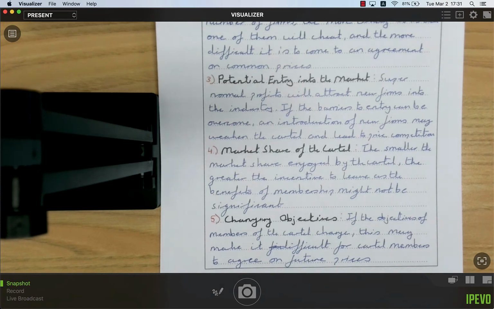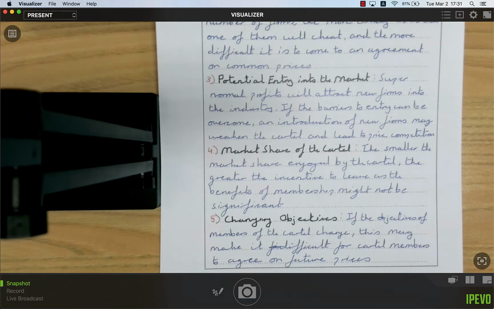Market share of the cartel. The smaller the market share, the smaller the total sales of the market that the cartel controls, the greater the incentive to leave. I'm not even talking about cheating, just, lads, I'm out. Greater incentive to leave, as the benefits of the membership might not be that significant. So it's like, no, I'd rather my own autonomy and a slight drop in sales than give up my autonomy and have a slight increase in sales.